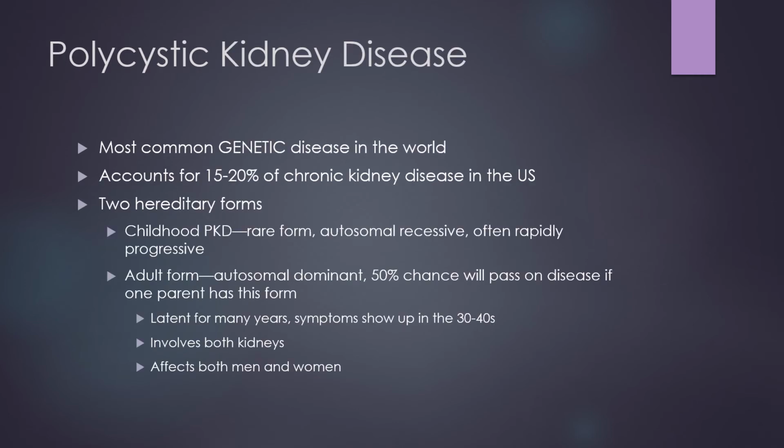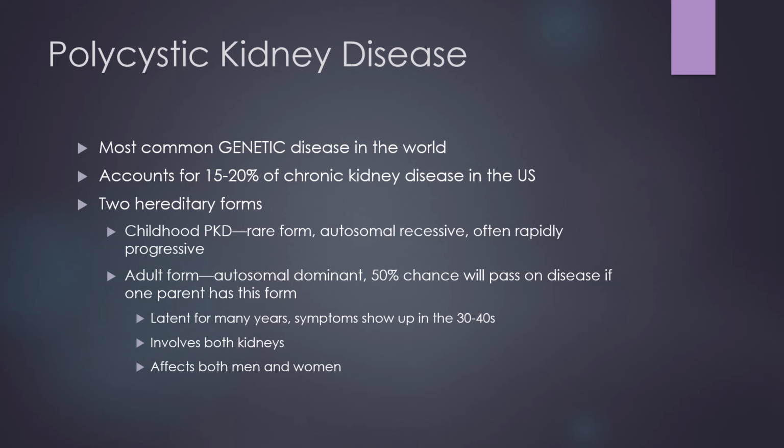Our last disease we'll talk about with the kidneys is polycystic kidney disease. And this is the most common genetic disease in the world, which accounts for almost 20% of chronic kidney disease in the United States. There's a childhood form, which is rare, autosomal recessive, and it is rapidly progressive. And then there's the adult form, which is autosomal dominant.